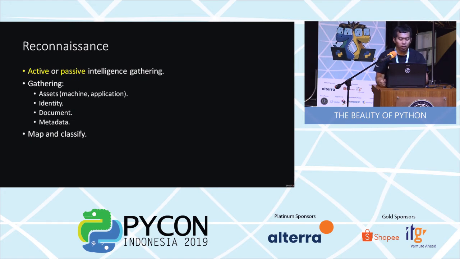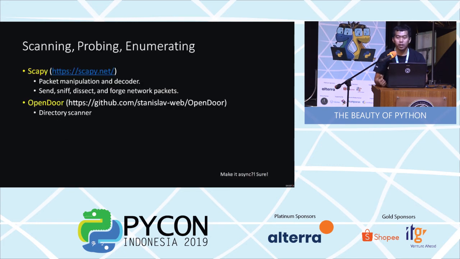Then in reconnaissance, when we attack the server or machines, we do something from the low layer, from the networking, where we can use Scapy. Scapy is a packet manipulation and decoder tool. We can send, sniff, dissect, and even forge network packets. We can create a malicious packet and send it to a server and see what response they will give.